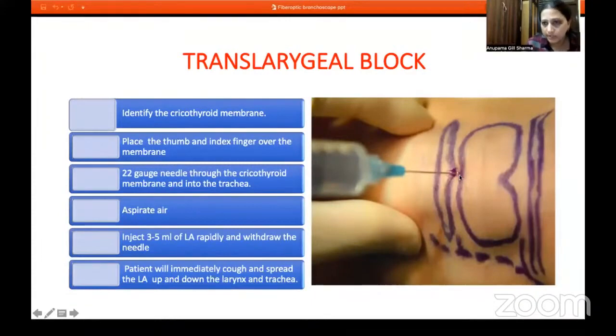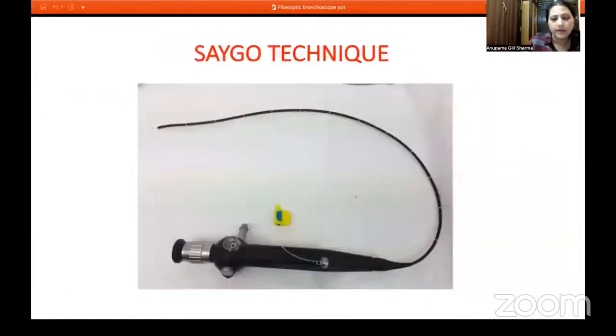It goes right into the trachea. Always aspirate for air so that you are sure that you are in the trachea, then rapidly inject 3 to 5 ml of local anesthetic and withdraw the needle. 1 to 2% lignocaine can be used. The patient would immediately cough, and that will spread it. That means it is rightly in the trachea, and the local anesthetic has gone up and down the larynx and the trachea. This is to show how the spray-as-you-go technique is done.